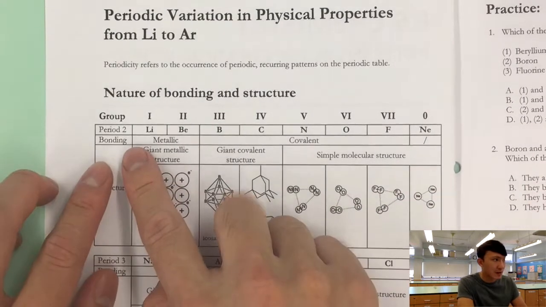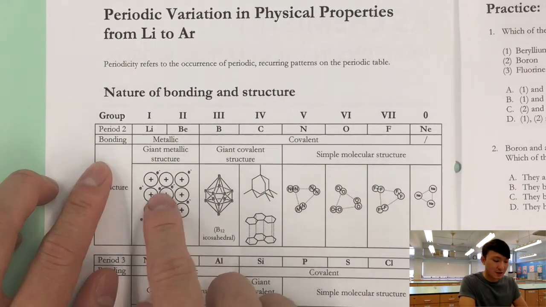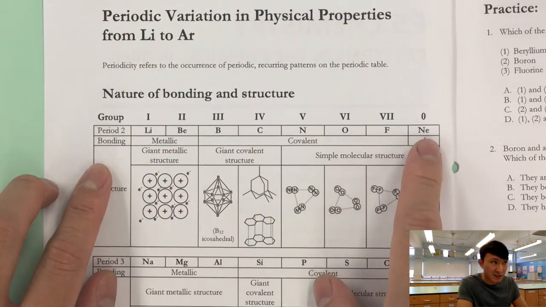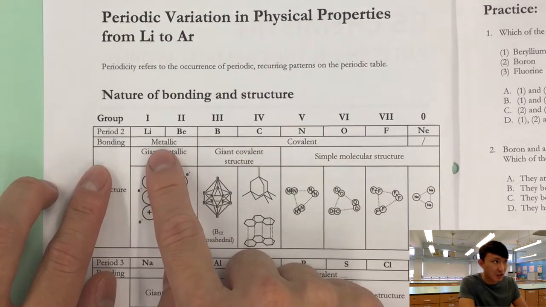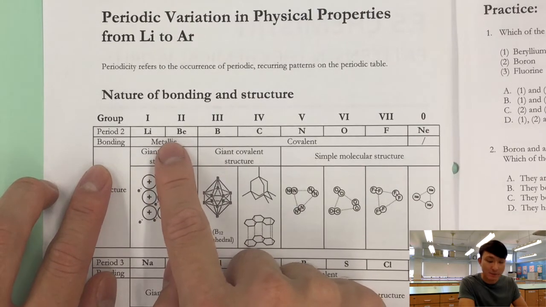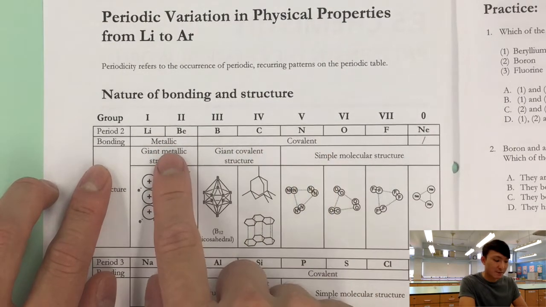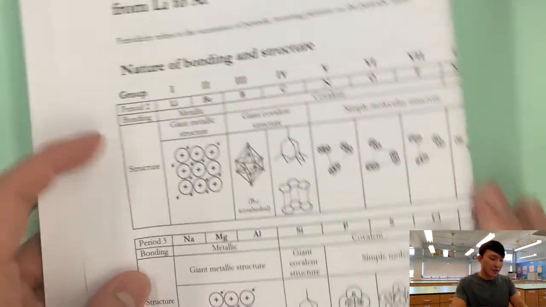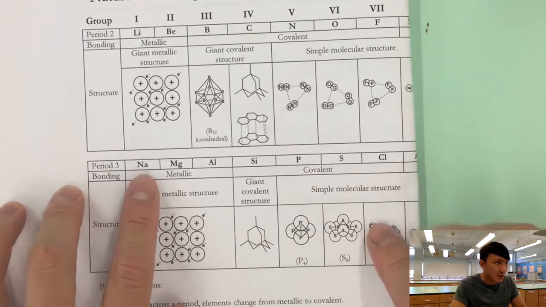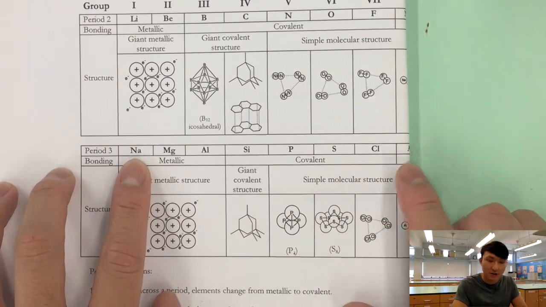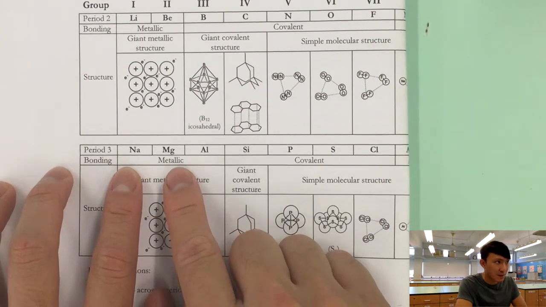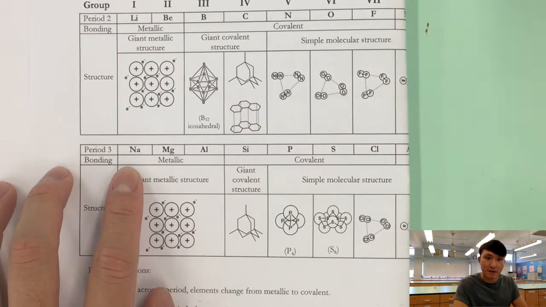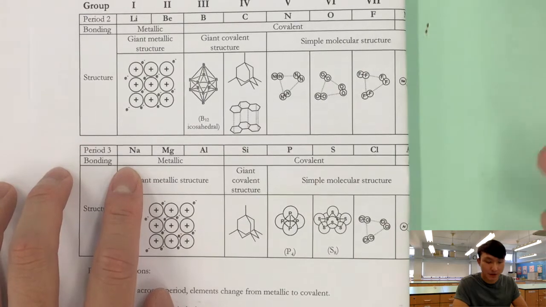So first of all, we can focus on the bonding. We see that from left to right, from lithium all the way to neon, the bonding changes gradually from metallic bond to covalent bond. Similar idea also observed in period 3. We see from sodium all the way to argon, the bonding changes from metallic bond to covalent bond. So this is the first periodic pattern that we are able to observe.